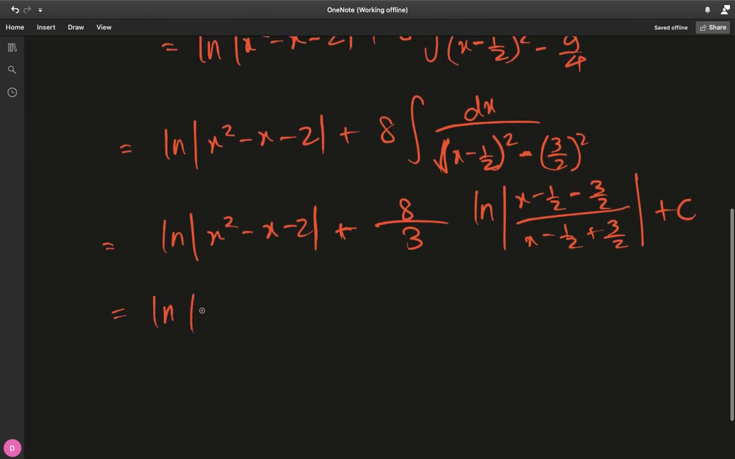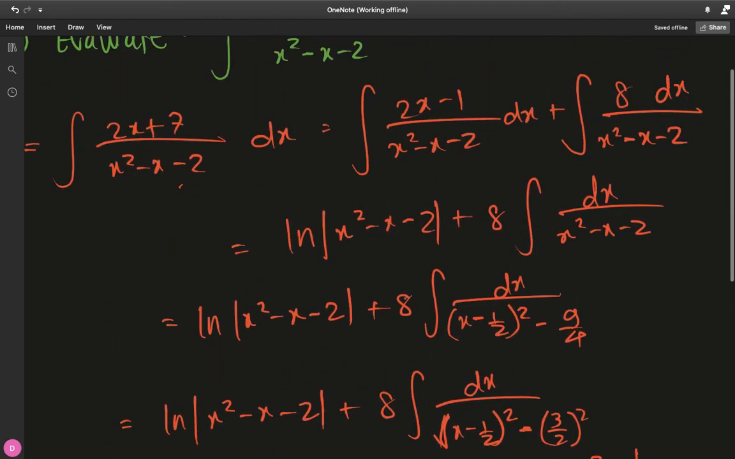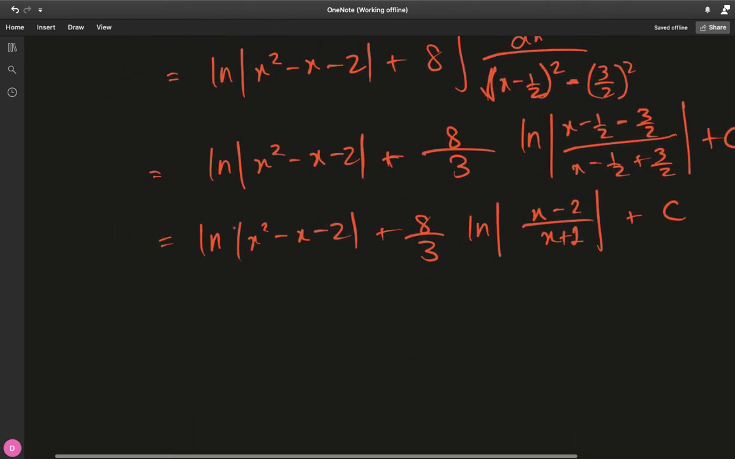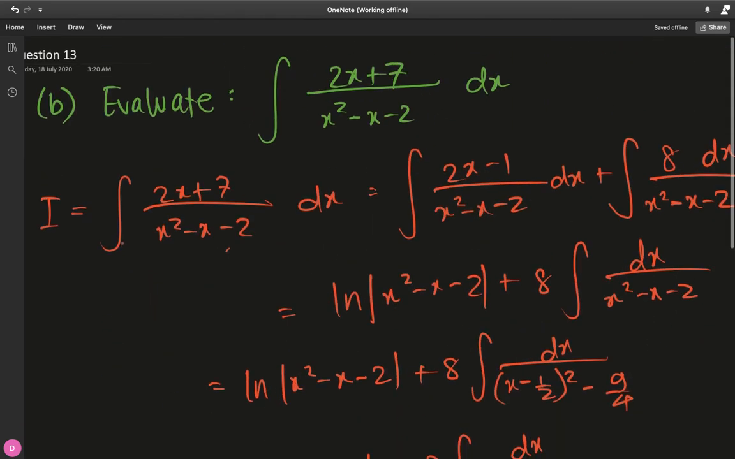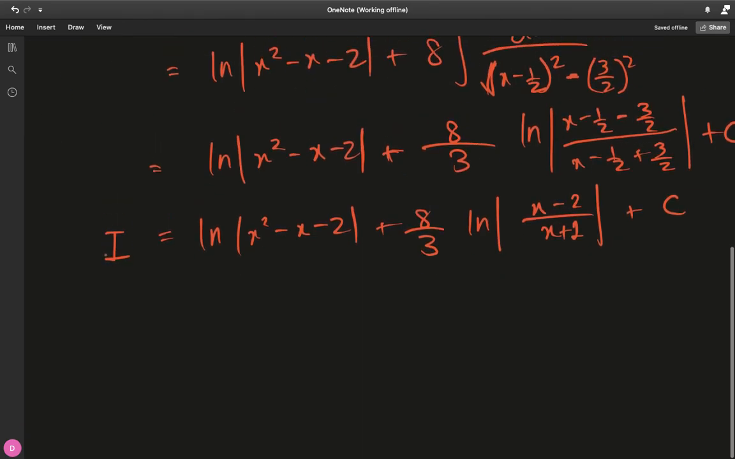So we have natural log of x squared minus x minus 2 plus 8 over 3 times natural log of, this will simplify to x minus 2 over x plus 1, plus c, and that I believe is our answer. Everything is in x. Yeah, we successfully evaluated it. Congratulations.